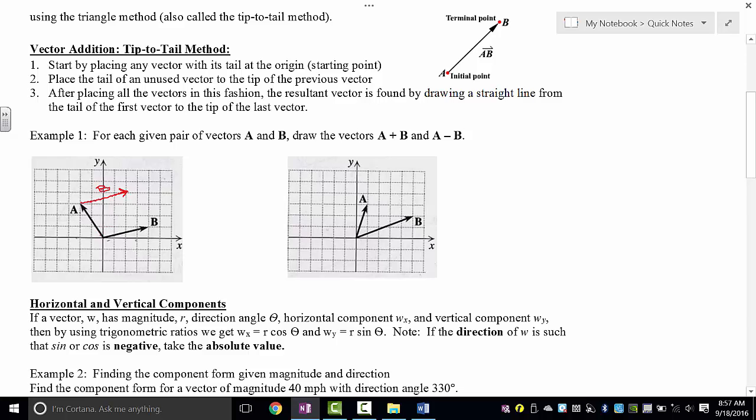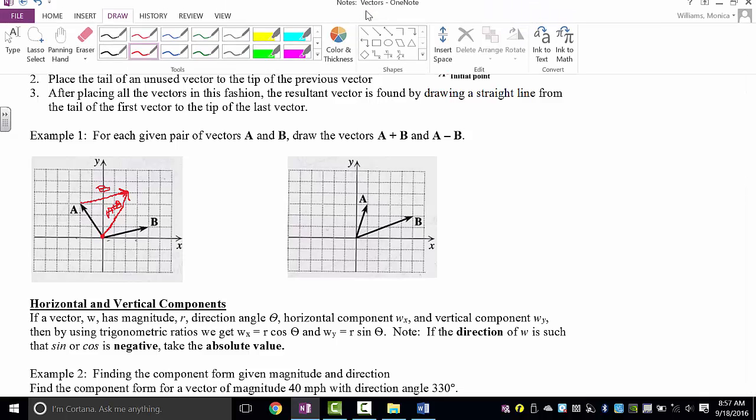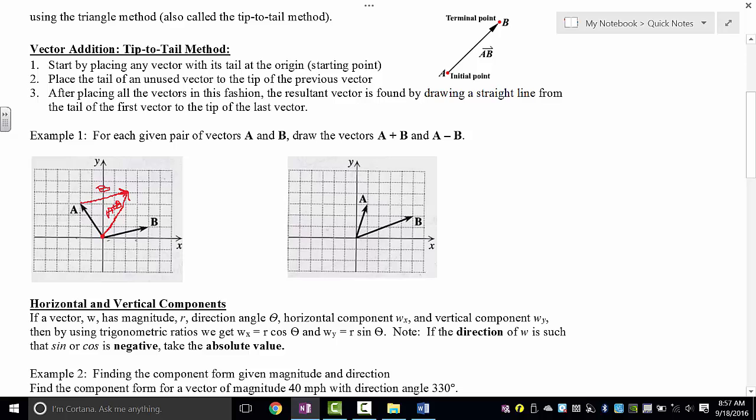Therefore, for A plus B, I start at the beginning of A and it goes to the end, the terminal point of B. So this represents A plus B. For A minus B, you want to go to the terminal point of A, but this time for B, you want to go the opposite direction. So I'm not going to rise 1, I'm going to fall 1 and go to the left 4. Again, start at the initial point of A and go to the terminal point of B for A minus B.